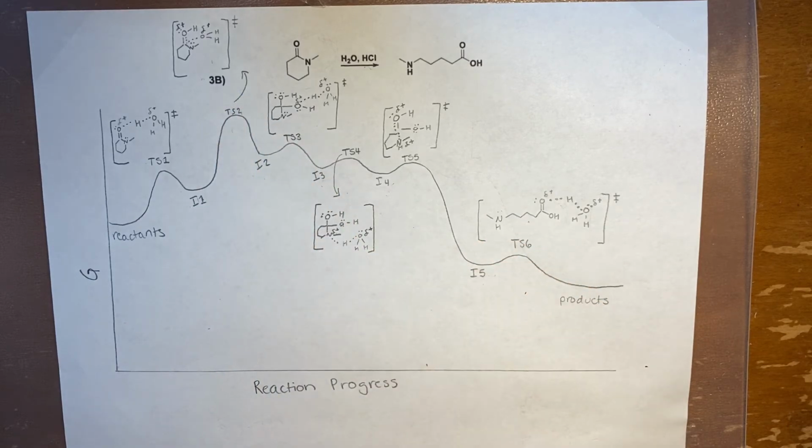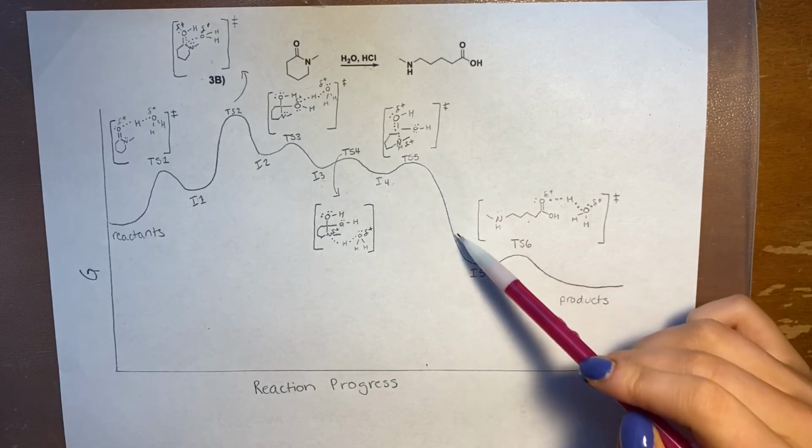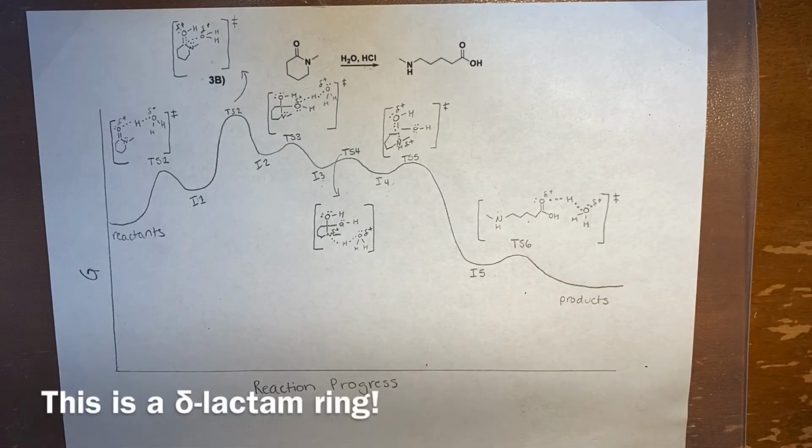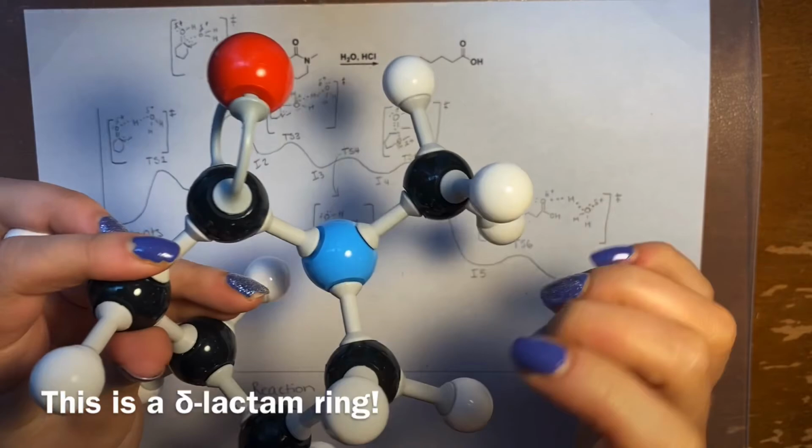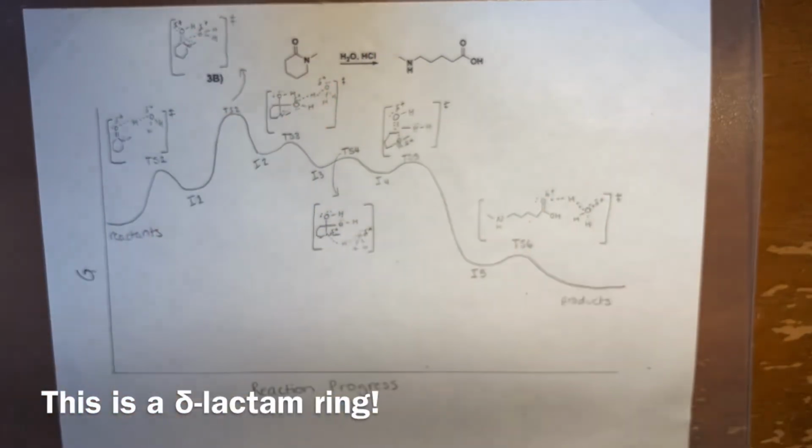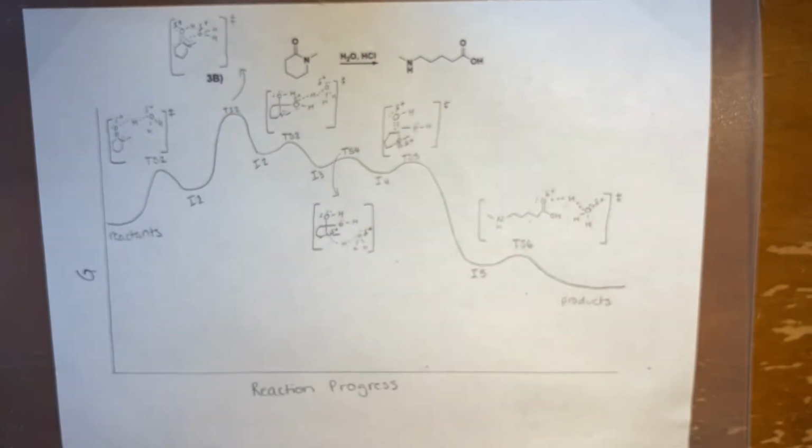Then at step 5, when we break the ring, we see the largest downhill decrease. This is because we finally relieve the ring strain shown here. You could say that this step drives the reaction forward. Now overall, we see that this reaction has a negative delta G, making it a spontaneous reaction. This also means that our K will be greater than 1 because our reaction favors the products.